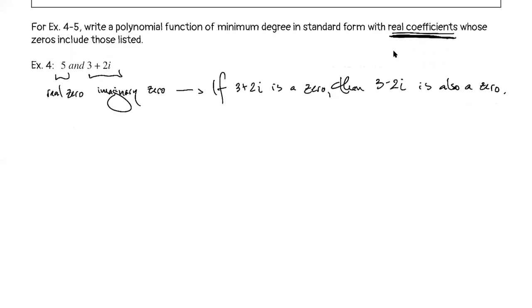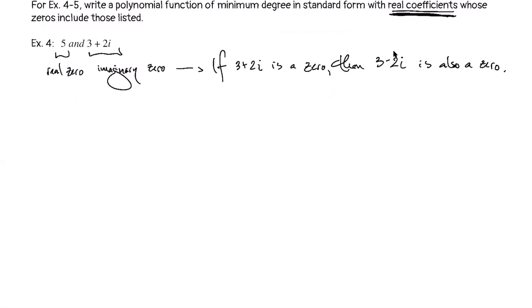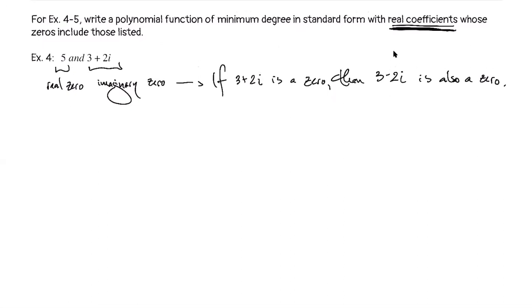So if 3 plus 2i is a 0, then 3 minus 2i is also a 0. The complex conjugate is also a 0, okay? So almost like a buy one, get one free sort of situation. If you get one of the imaginaries, you know that the complex conjugate is also a 0. Does that part make sense to folks?